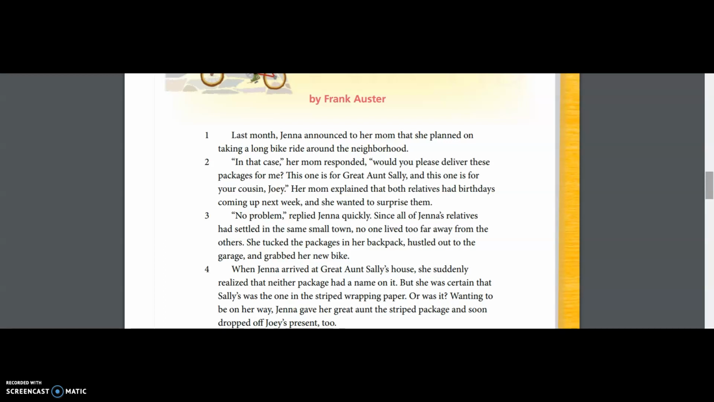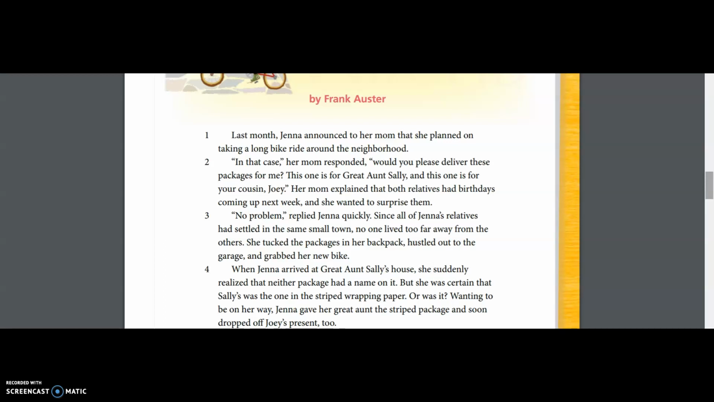Next question: what does Jenna's mom ask her to do? Because this starts to get us thinking about our plot, our beginning, middle, and end, because by asking her to do something, that gives us one of our events in our story. It's something that happens that's really important that we're going to need in our summary. So what does Jenna's mom ask her to do? I would say that Jenna's mom asked her to deliver gifts to Jenna's great aunt and her cousin.